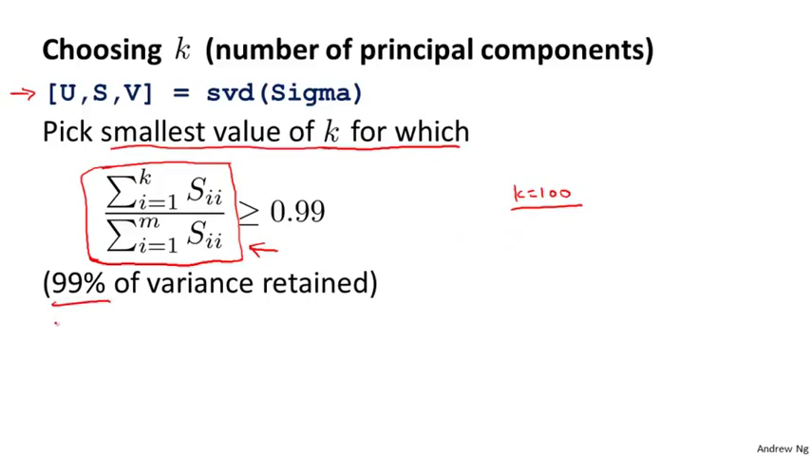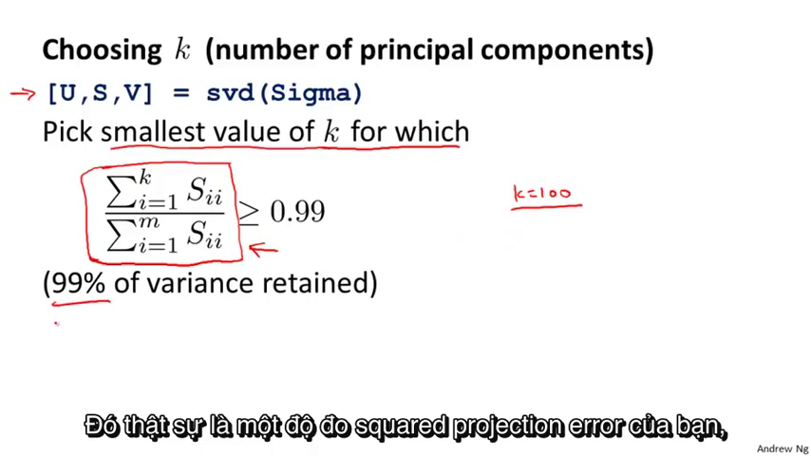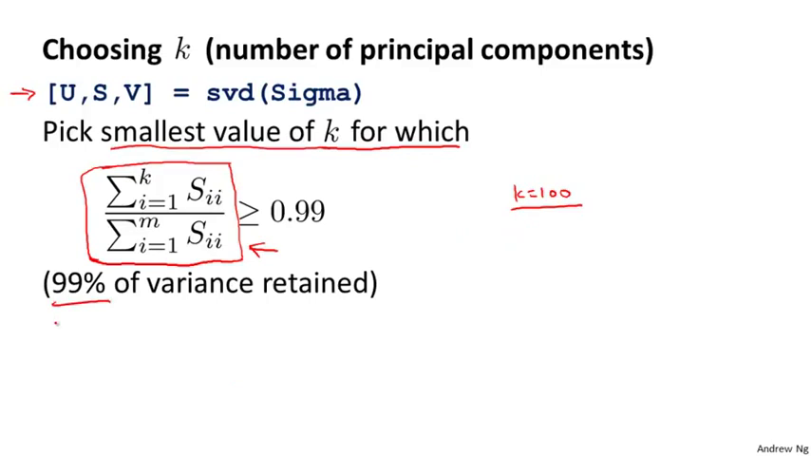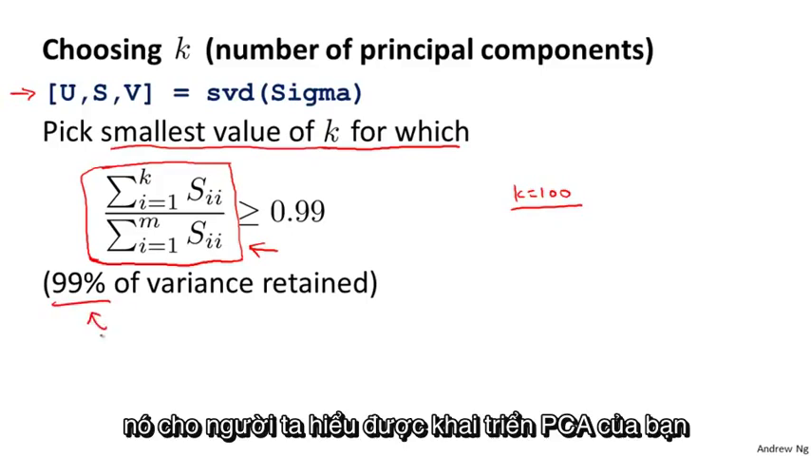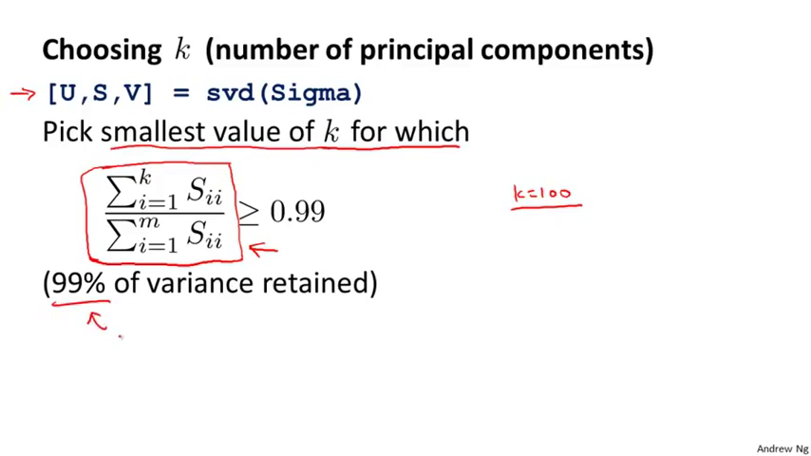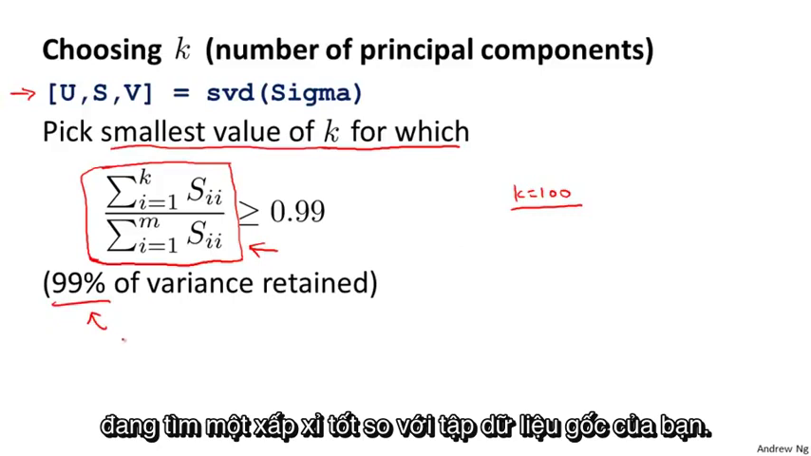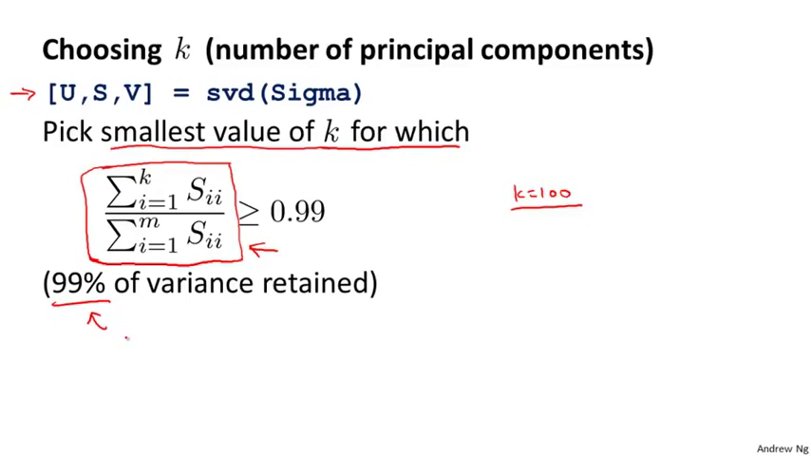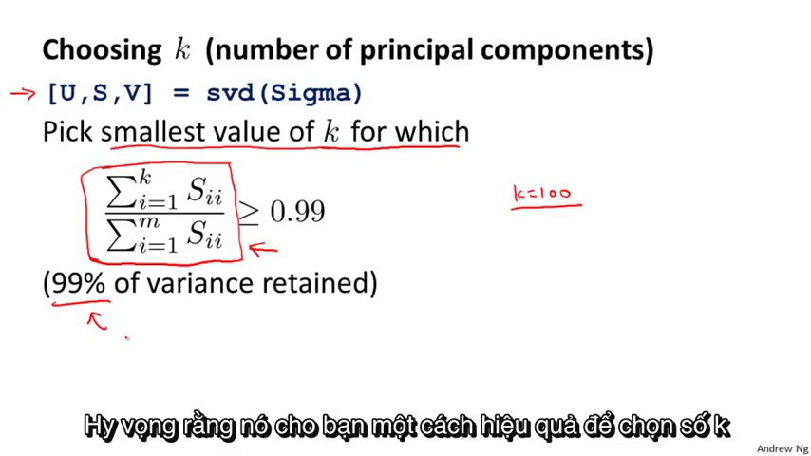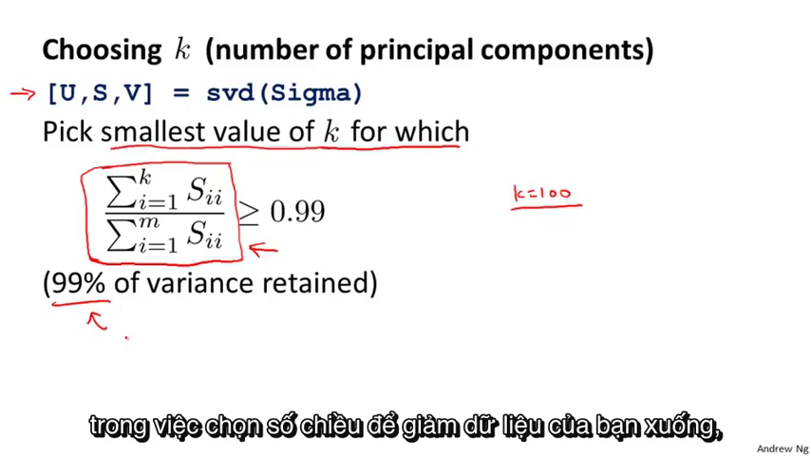That's really a measure of your squared reconstruction error, that ratio being at most 0.01, and it gives people a good intuitive sense of whether your implementation of PCA is finding a good approximation of your original data set. So hopefully that gives you an efficient procedure for choosing the number k, for choosing what dimension to reduce your data to.